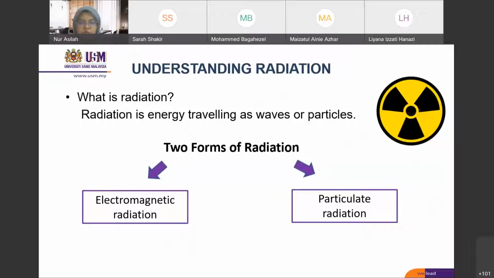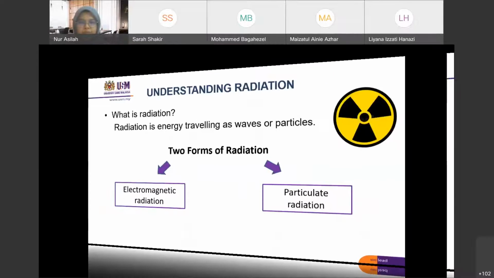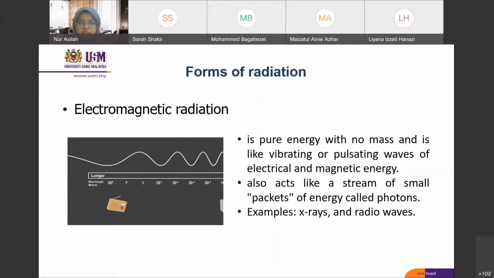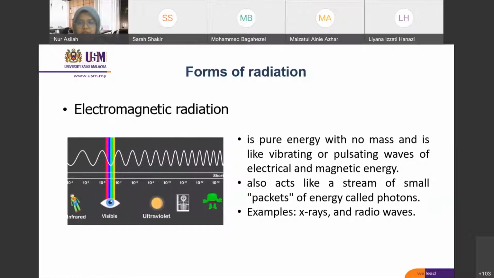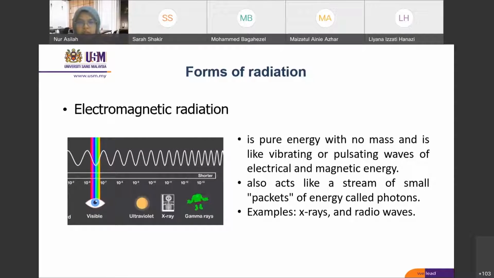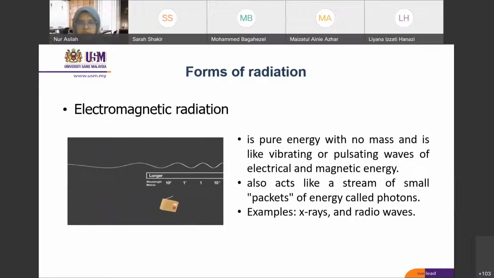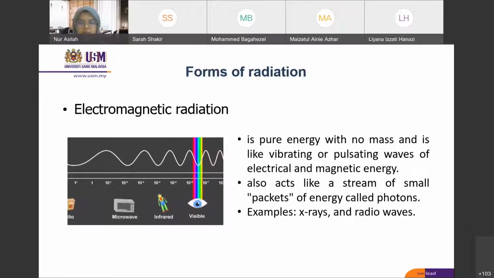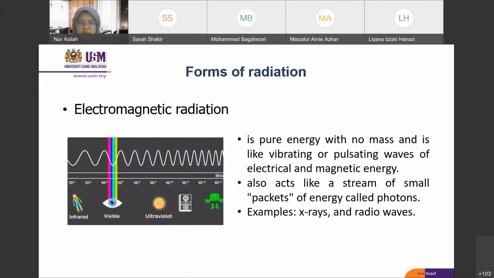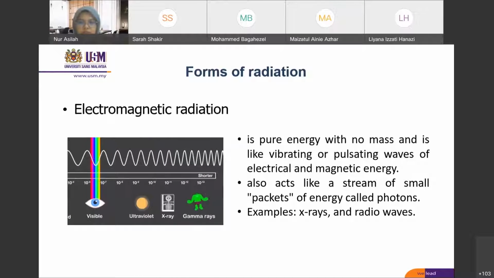There are two forms of radiation, which are electromagnetic radiation and particulate radiation. Electromagnetic radiation is pure energy with no mass and is like vibrating or pulsating waves of electrical and magnetic energy. It also acts like a stream of small packets of energy called photons. Examples of this kind of radiation are X-rays and radio waves.